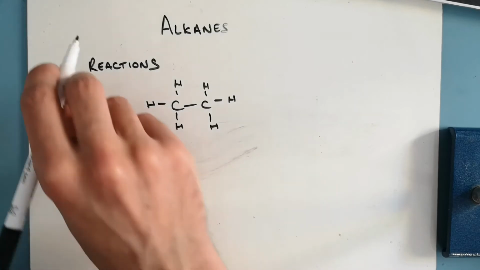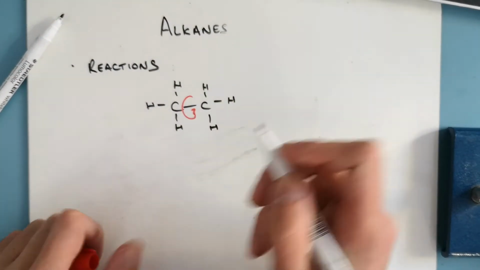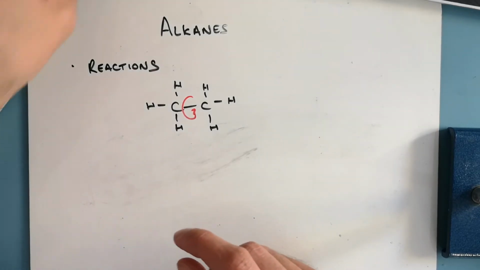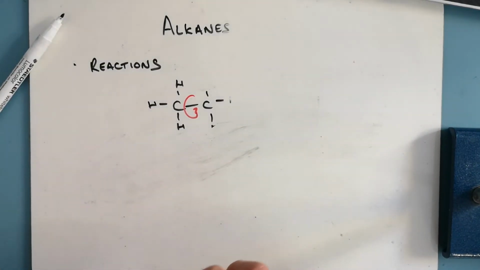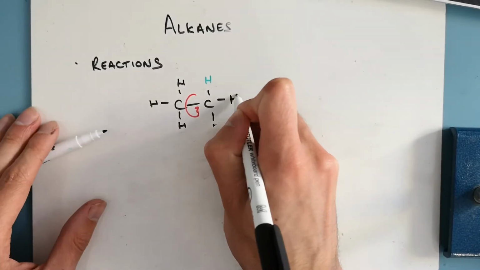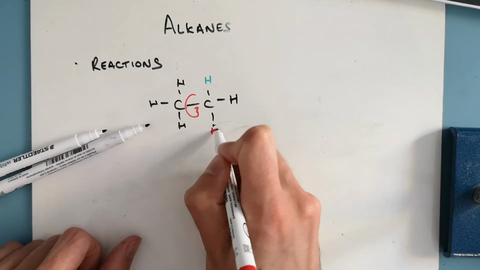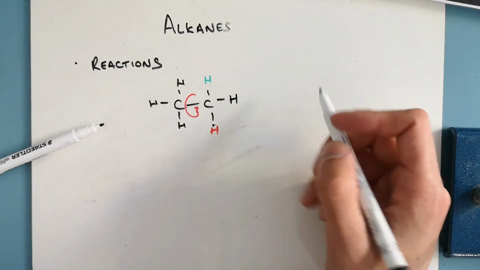The sigma bond freely rotates, so we can get free rotation of this. What I'm going to do here is just change the colours of these hydrogens to emphasise this. If we put that one as green, keep that one as black, and that one as red, this bond can rotate, and any of the bonds can rotate.